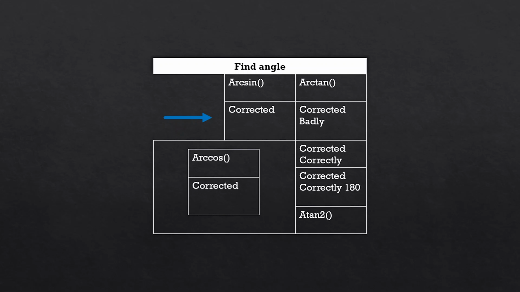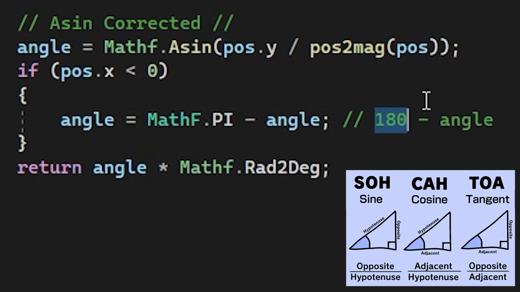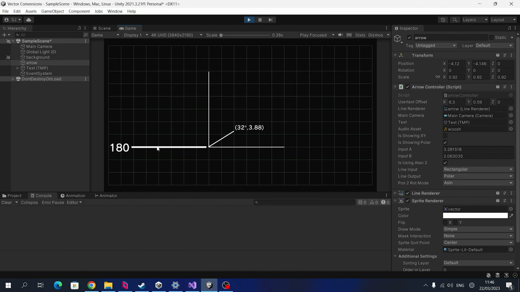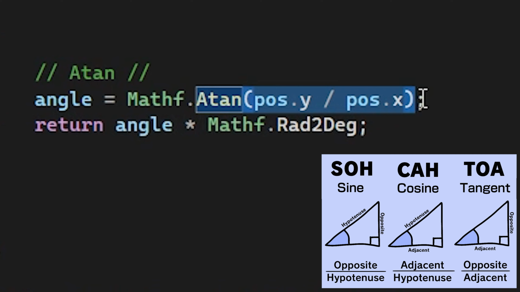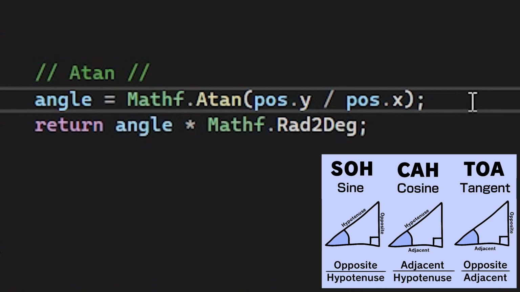This is basically the same, but if the x position of the mouse is less than 0, we go from 180 and then we minus the angle, which gives us the correct angle. Now finally, the most important thing, we have arctan. Listen up! We have atan, so this is just used as intended, as normal, opposite on adjacent.